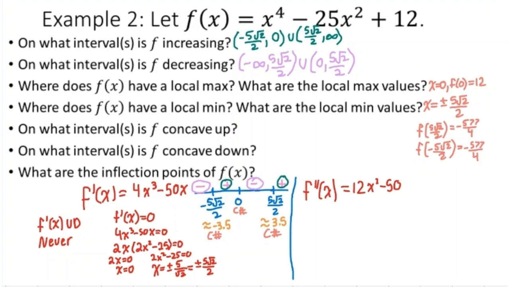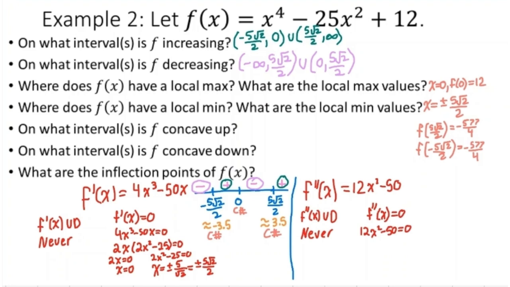So to answer the last 3 questions, we're going to construct a sign chart in the exact same fashion we did to answer the first 4 questions. The only difference is we're now looking at the second derivative. So we want to see where f double prime of x is undefined or 0 to figure out what our partition numbers will be. Again, f double prime of x is a polynomial, so f double prime of x will never be undefined.